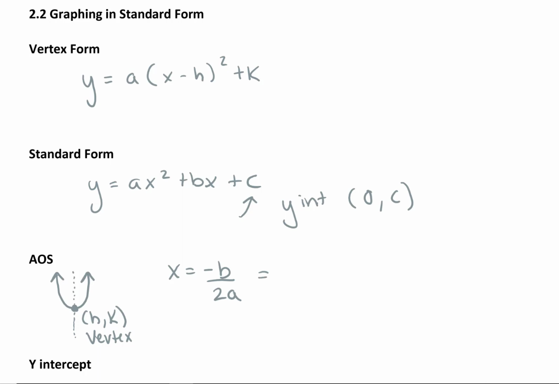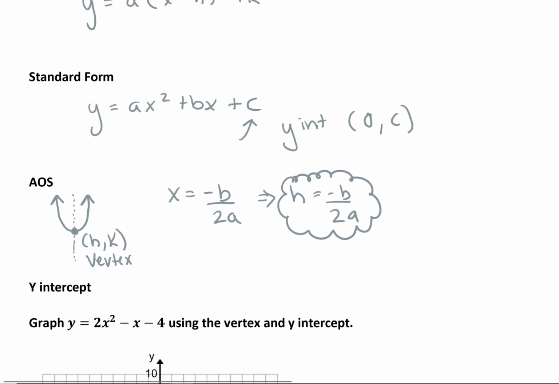What we're going to do is replace that x with our h because we want to be specific in understanding that the h value is really representing the x value of the vertex. So we're going to use the axis of symmetry to find the vertex. And our y-intercept again is just c.